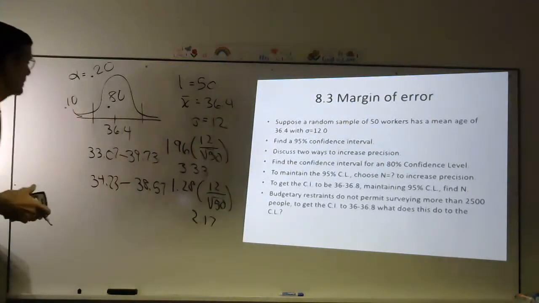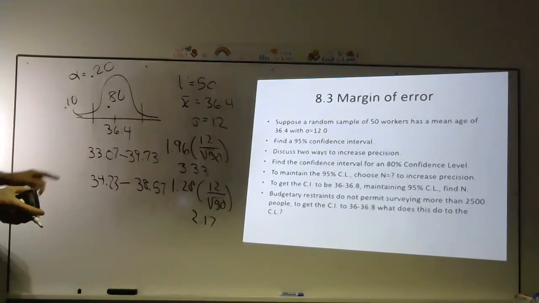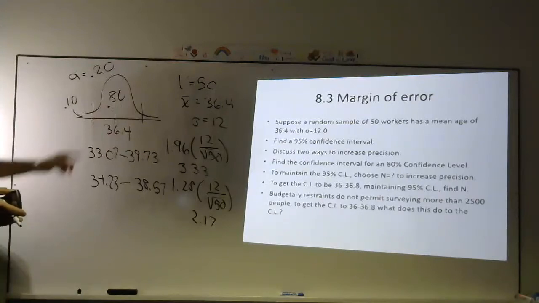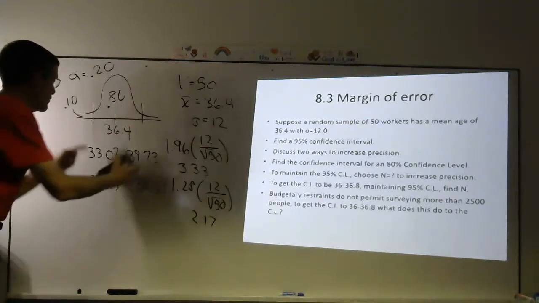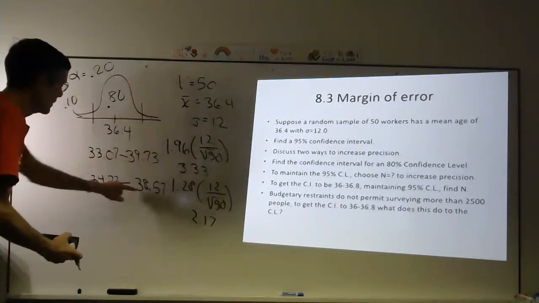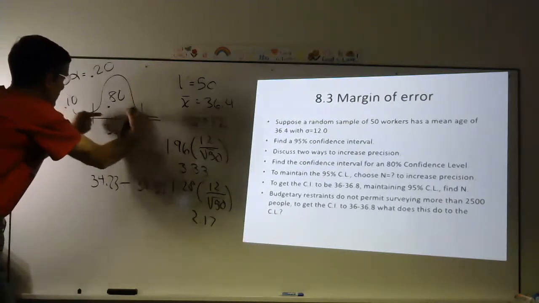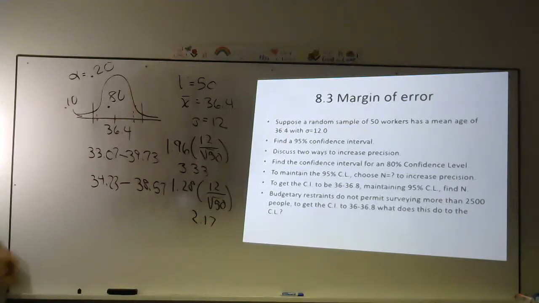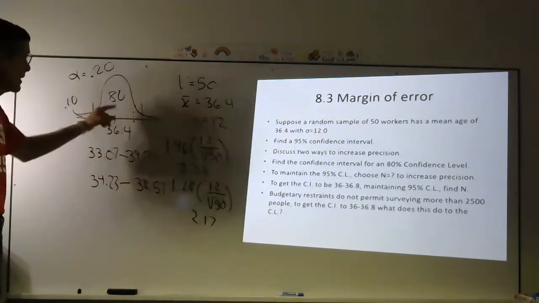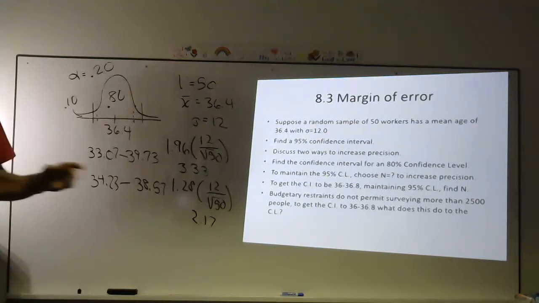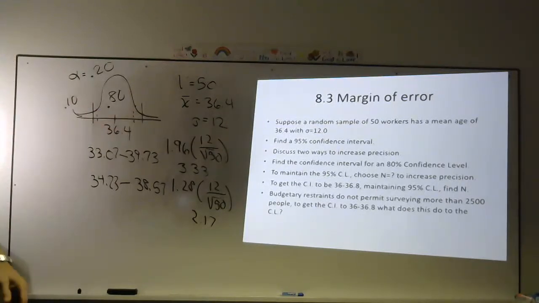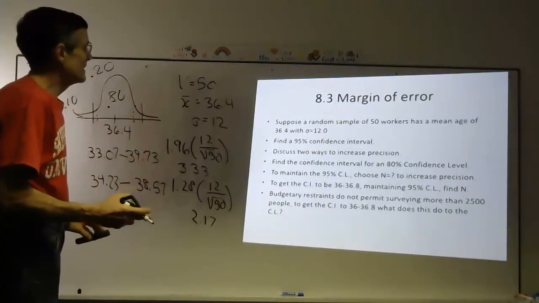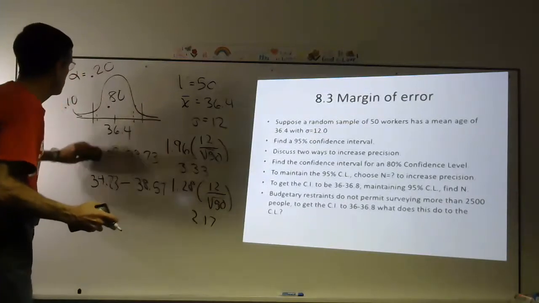And I subtract 36.4 minus 2.17, and I get 34.23. Okay? Now, you'll notice that we have decreased our confidence level, and we've shrunk this in. You see how they went in from this one? This one is higher, this one is lower. These have shrunk in. This one is now in here, for the 80%. We are less confident, but we've increased the precision. We know the population mean would be in that particular range. All right. To maintain the 95% confidence level, so let's go back.